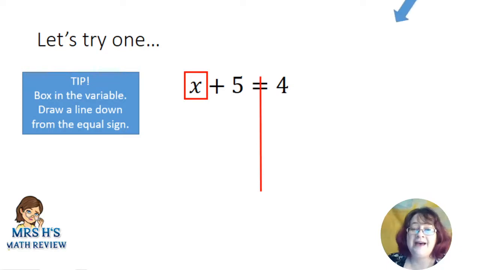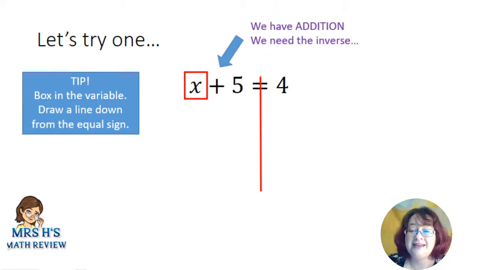So here we have plus 5, that's addition. I want to get the inverse, which is subtraction. So I need to subtract 5 to get rid of my adding 5. What I do to one side, I have to do to the other.